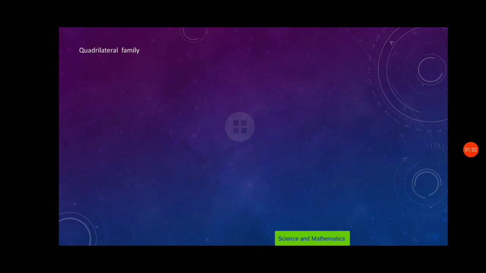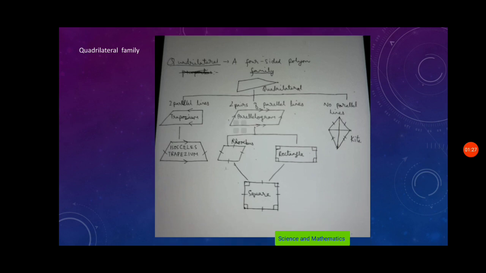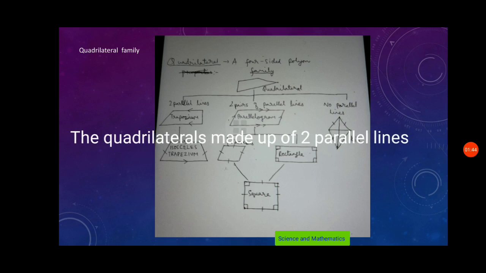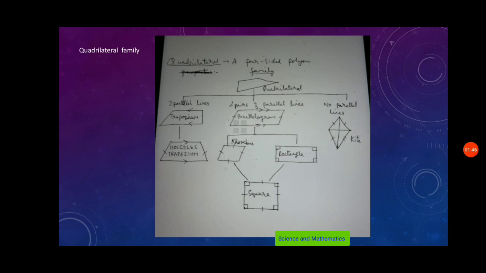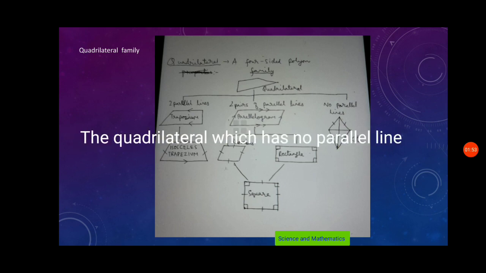So let's start with our quadrilateral family. A quadrilateral, we all know, is a four-sided polygon, and we can divide it into some parts. We can categorize quadrilaterals into shapes which are made up of one pair of parallel lines, then the shapes which are made up of two pairs of parallel lines, and the third category is where there are no parallel lines.